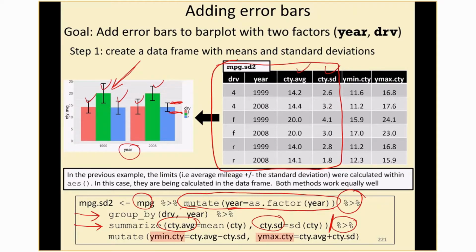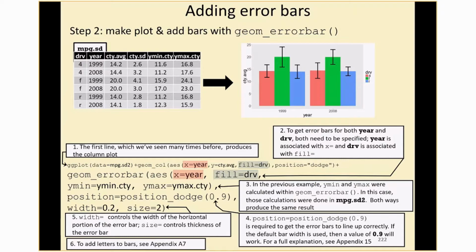I'm going to continue on to use the mutate function to create 2 new variables, Y min city and Y max city. And Y min city is just city average minus the standard deviation, and Y max city is just city average plus the standard deviation. So we can see here that if we took 14.2 and subtracted 2.6, we get 11.6, or if we took 14.2 and added 2.6, we would get 16.8. So now we have our data frame in hand, and we can make this plot.